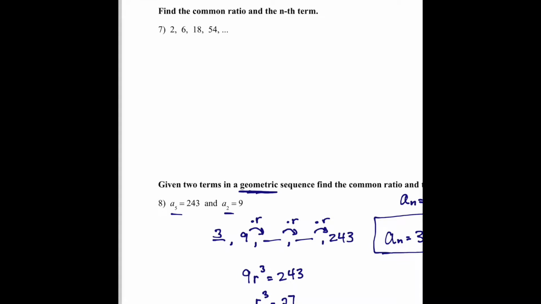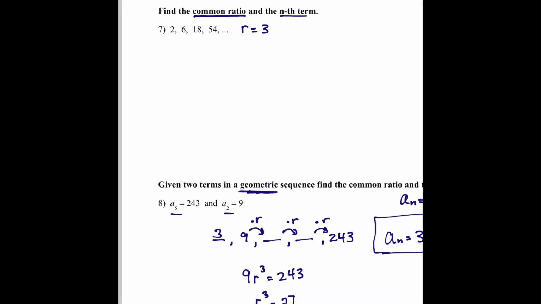For question 7, common ratio implies that this is a geometric sequence. So we got to figure out what we're multiplying by to get from term to term. From 2 to 6, and then 6 to 18, and 18 to 54. Looks like we're multiplying by 3. So I would say the common ratio is 3.